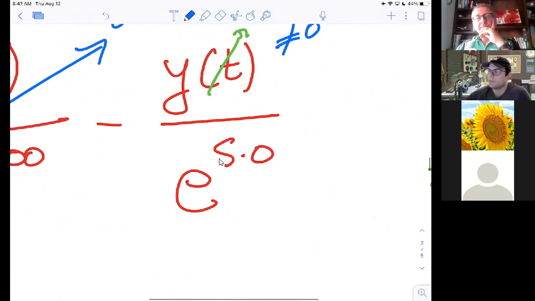However, what happens on the bottom? What's e to the s times 0 since s is a constant?